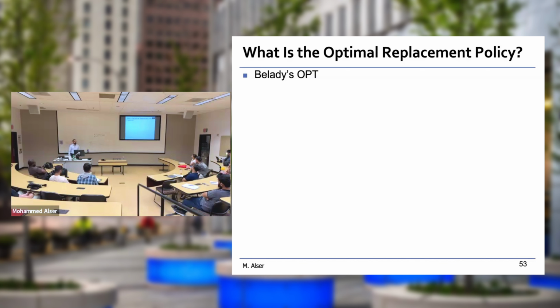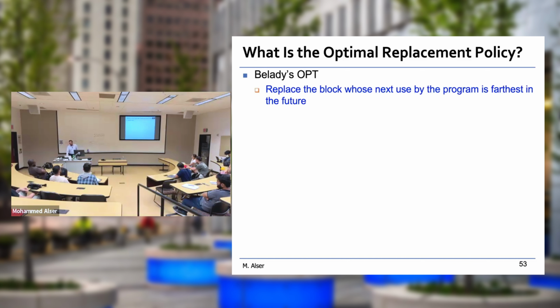What is the optimal? There is an algorithm that is claimed to be optimal, called Belady's OPT, the optimal replacement policy. In this one, we replace the block whose next use is the furthest in the future. The furthest in the future. What does it mean? When we look at least recently used, we look in the past, based on use, right? We used it already in the past. Now we look in the future. So we have to check the next instructions, not only the previous instructions.